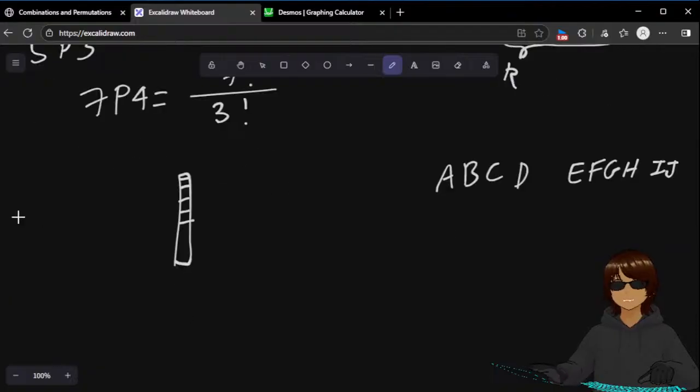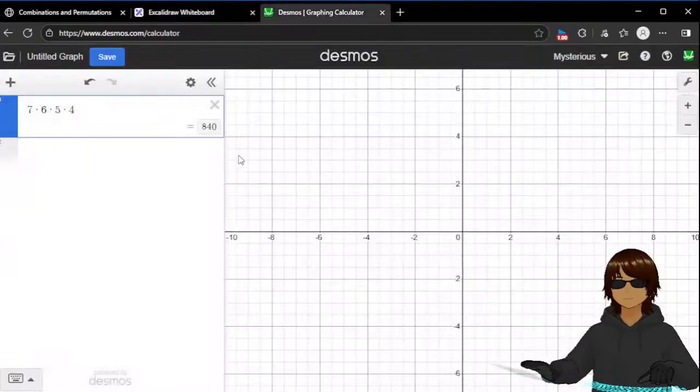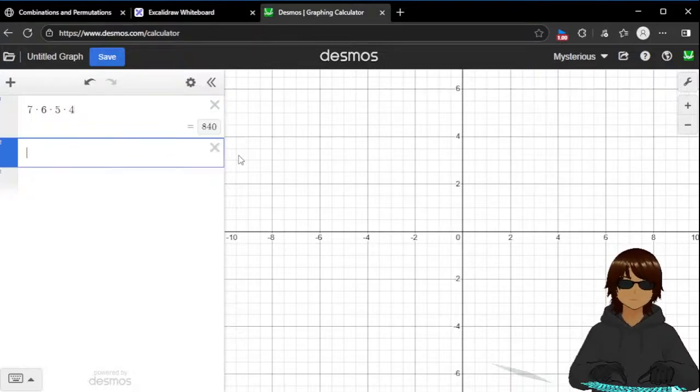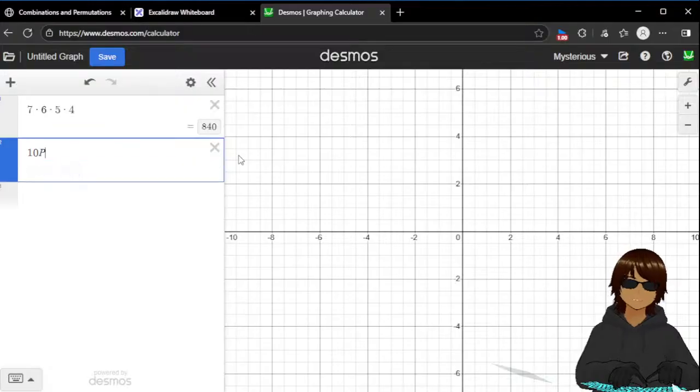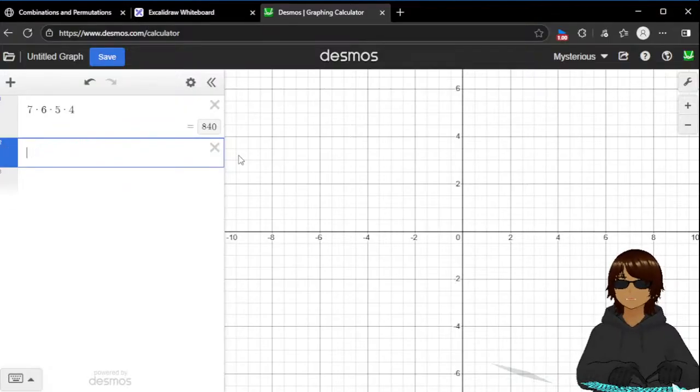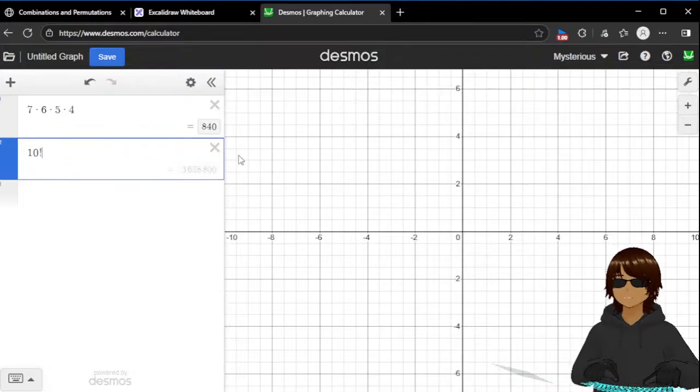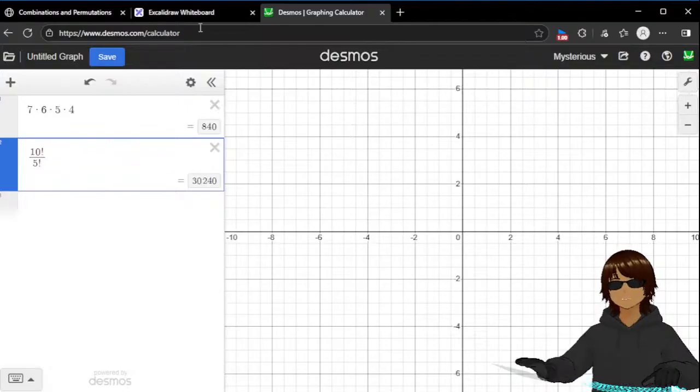It would be 10P5. So 10 factorial over 5 factorial. I thought they had a permutation calculator, right? 10P5. 30240.